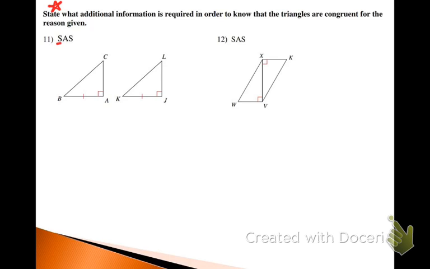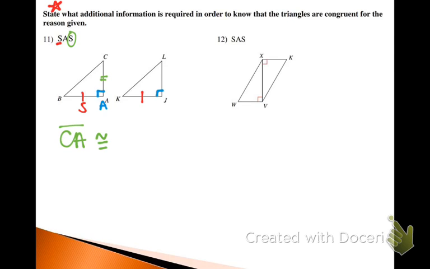So we'll start there. Do we have sides that are marked congruent? Yes. Do we have angles that are congruent? Yes. We got 90-degree angles, which are congruent, you know. So we have side angle. We're missing a side, right? So the main thing is we need to find a side, and the angle has to be between the two congruent sides. So what would the second side have to be on my first triangle? CA. So you would say CA.